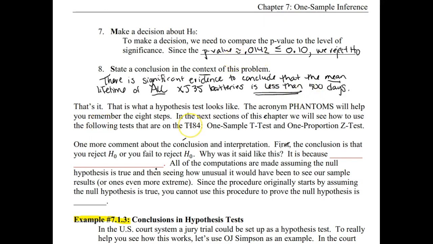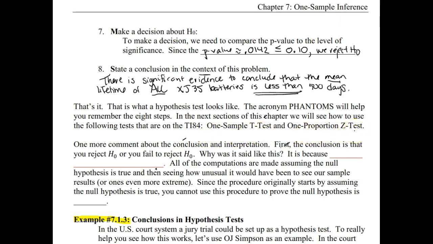Okay, so that's what a hypothesis test looks like. The acronym PHANTOMS will help you remember the 8 steps that need to go into a formal hypothesis test. In the next section of this chapter, we're going to see how to use the following tests on the TI-84, where that probability computation is going to be made for us with just one button click, which will be nice. Something called the one sample t-test and the one proportion z-test.